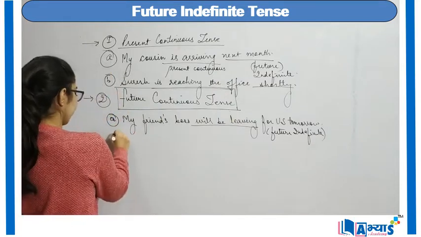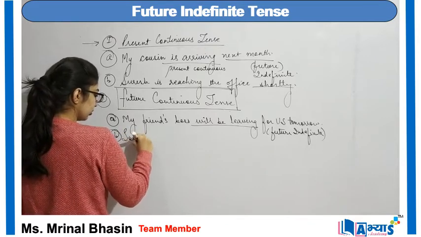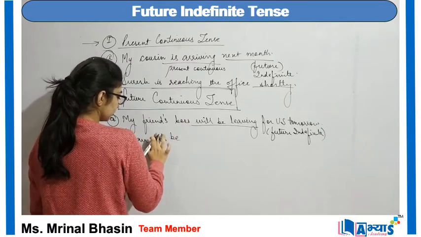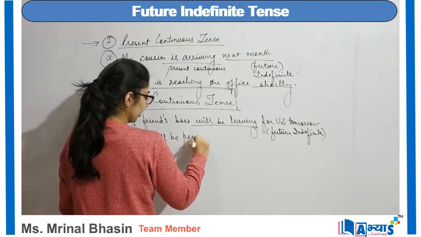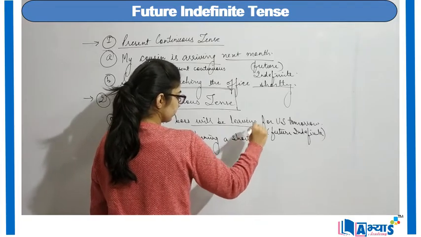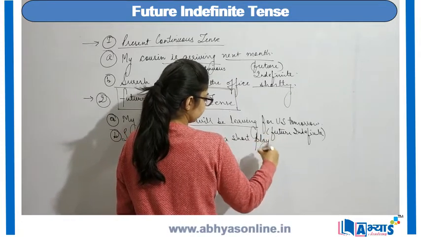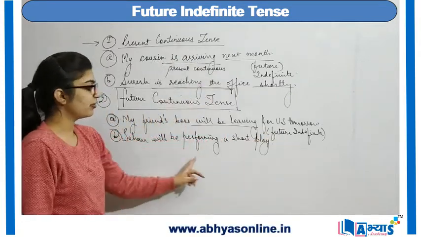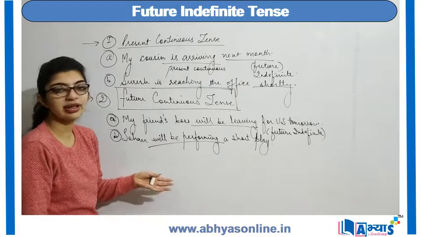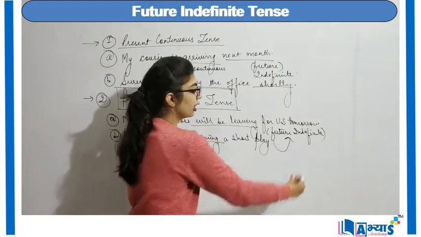Another example can be: Sohan will be performing a short play. Sohan will be performing a short play. Now will be performing is again a future continuous tense, but here again I do not know when he will be performing the play. So this is again an example of future indefinite tense.